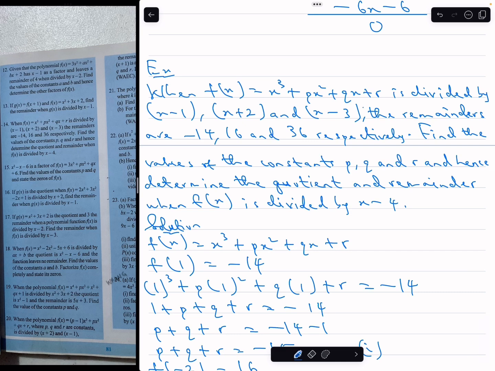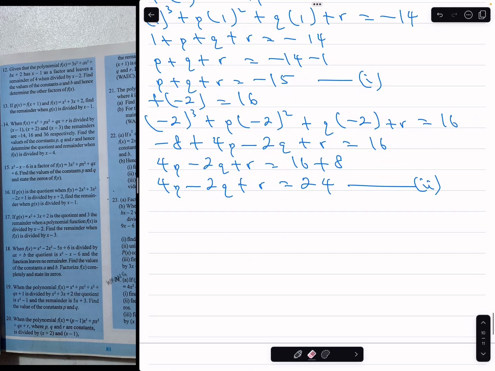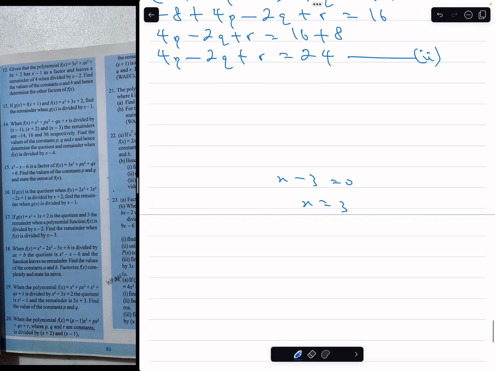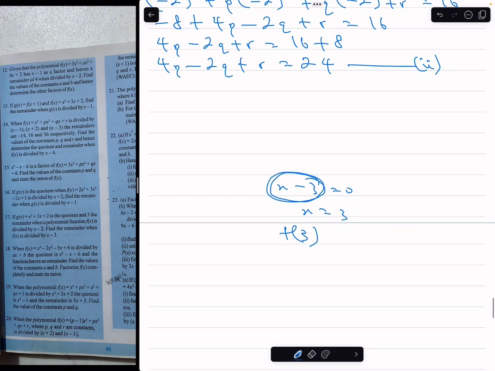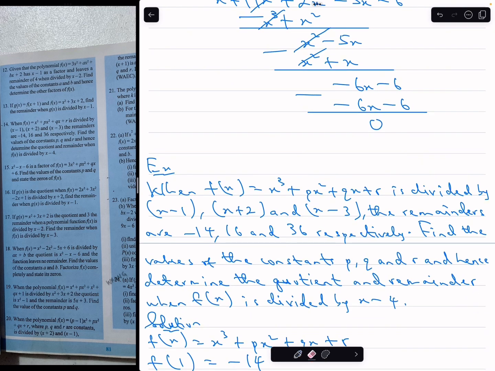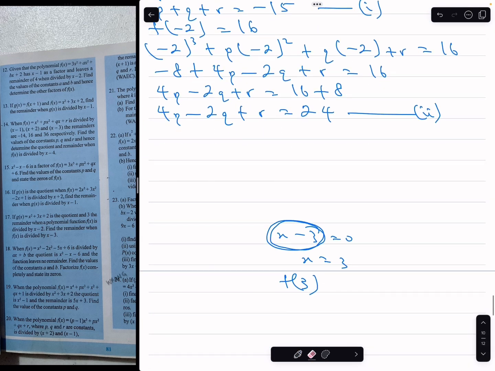When f of x is divided by x minus 3, the remainder is 36. And we know that by the remainder theorem, if you divide f of x by x minus 3, just say x minus 3 equals 0. That means x is equal to 3. So that means if you divide f of x by x minus 3, the remainder is f of 3. And they have told us that that remainder is 36. So that simply means f of 3 is equal to 36.